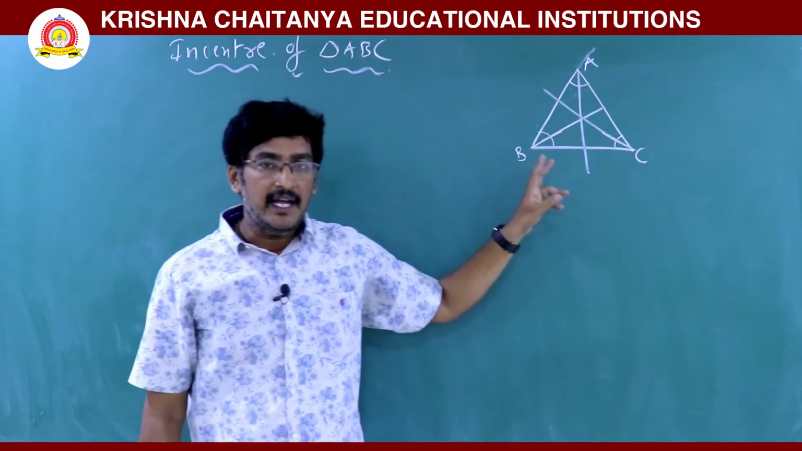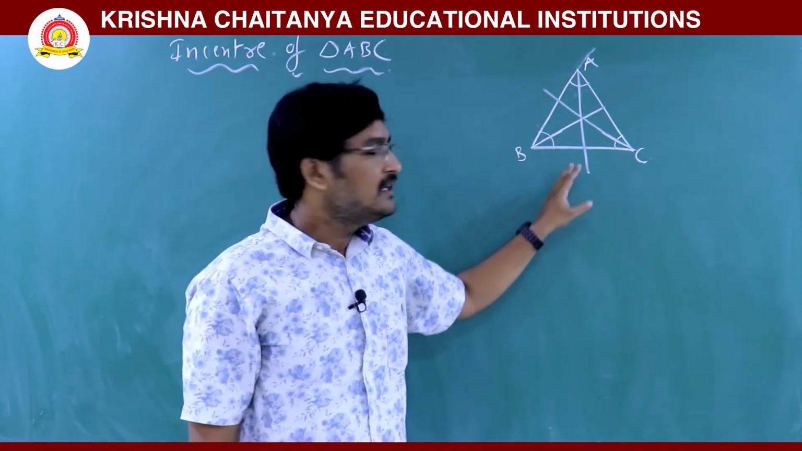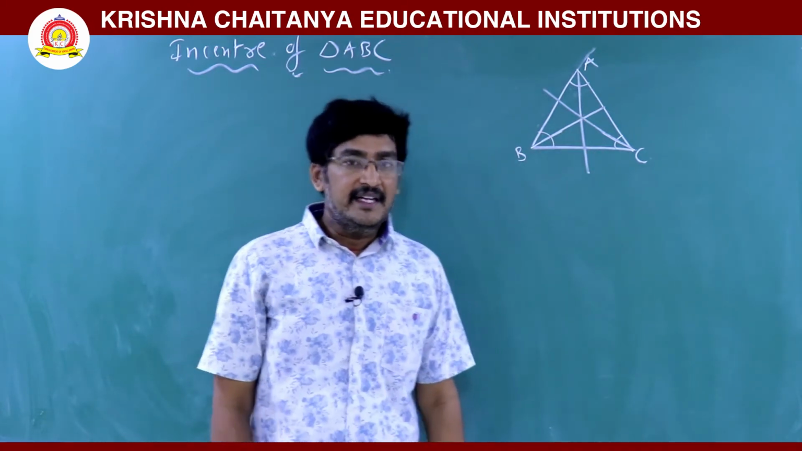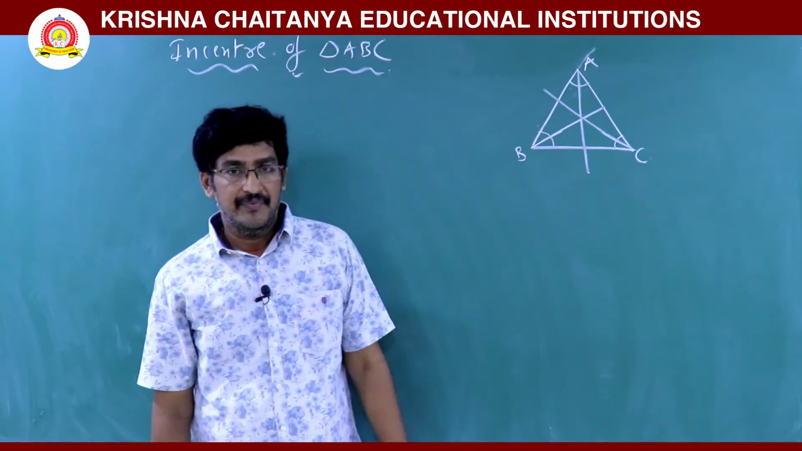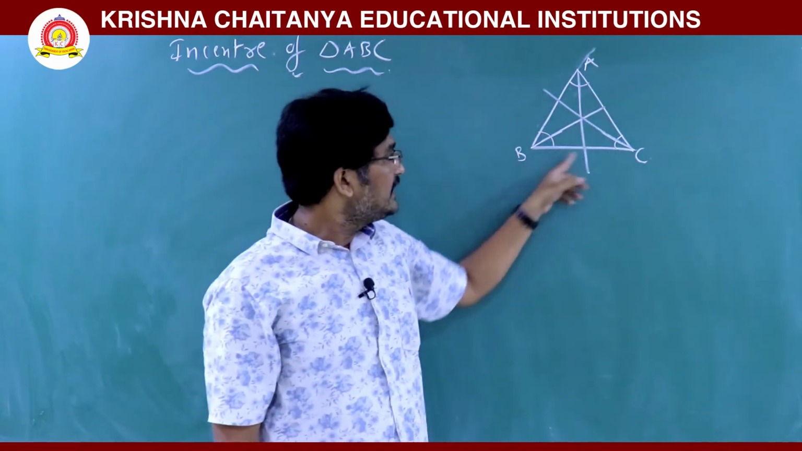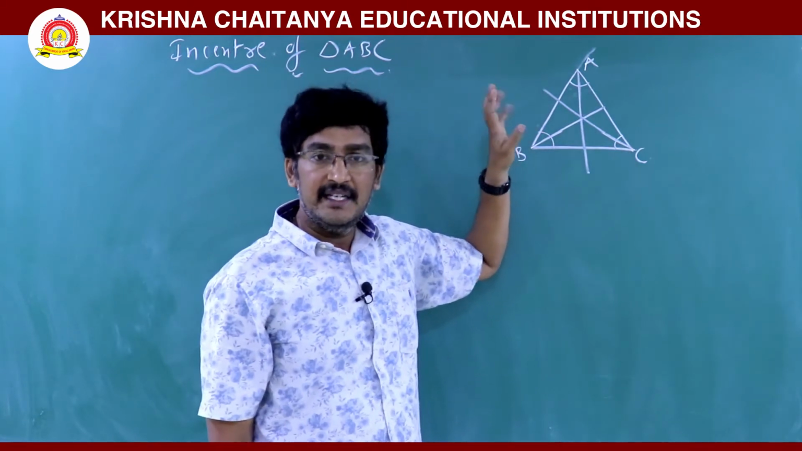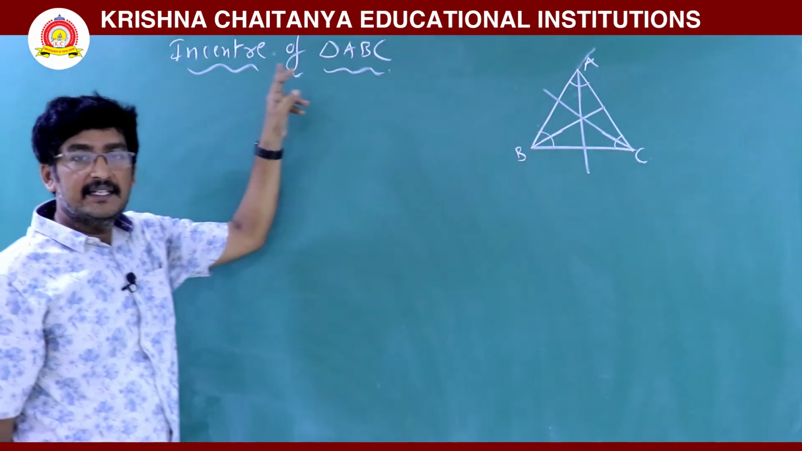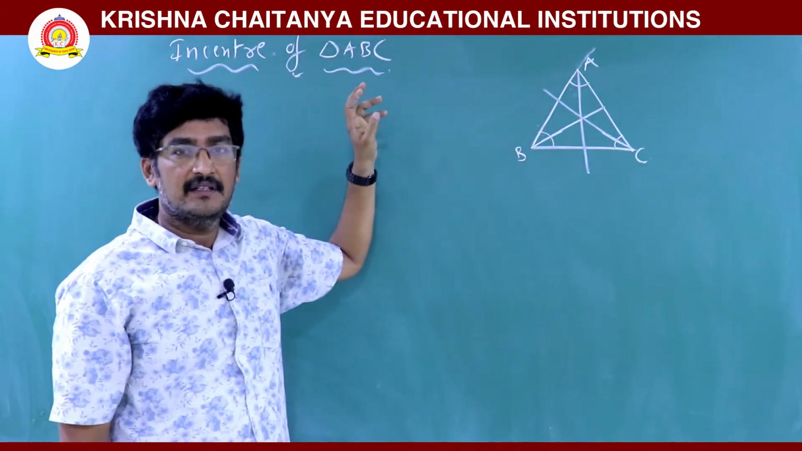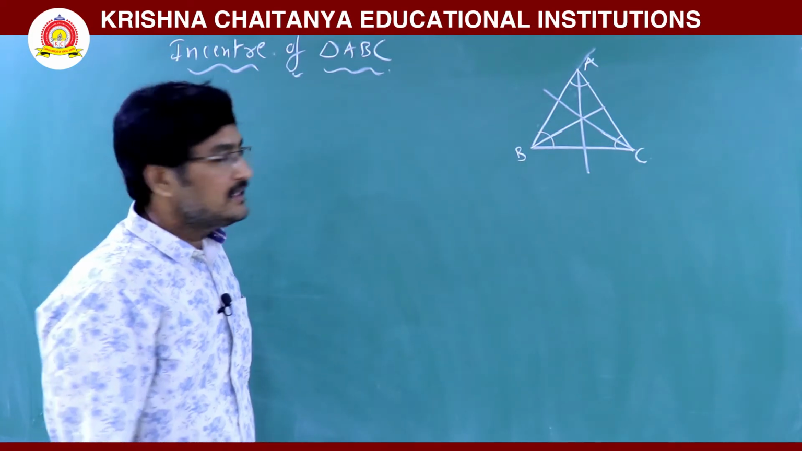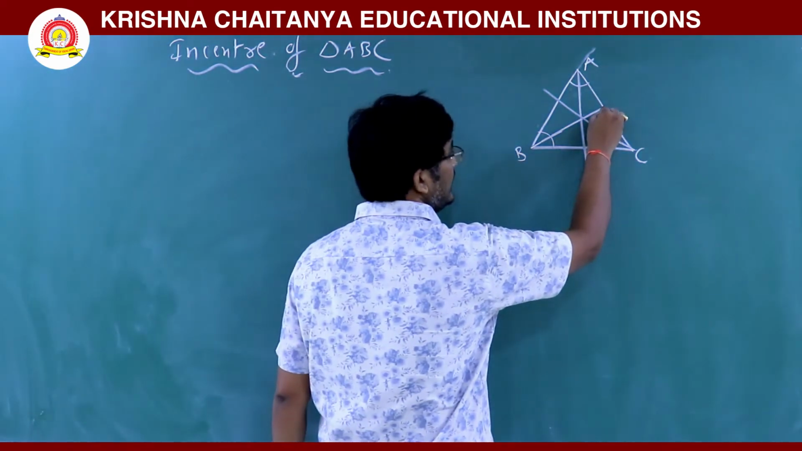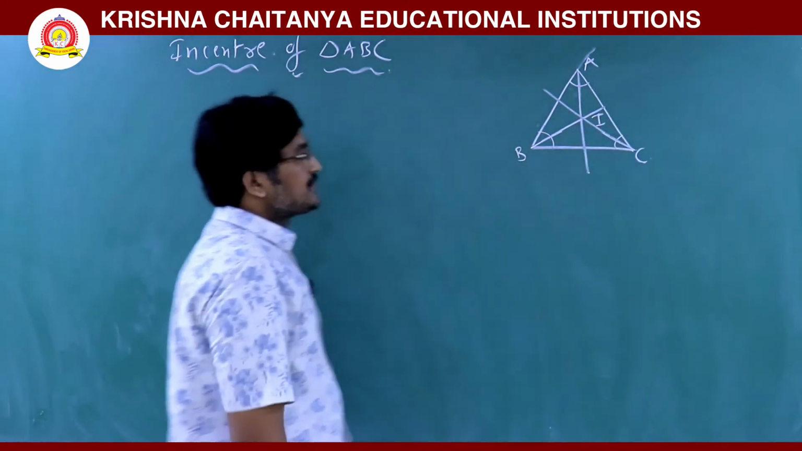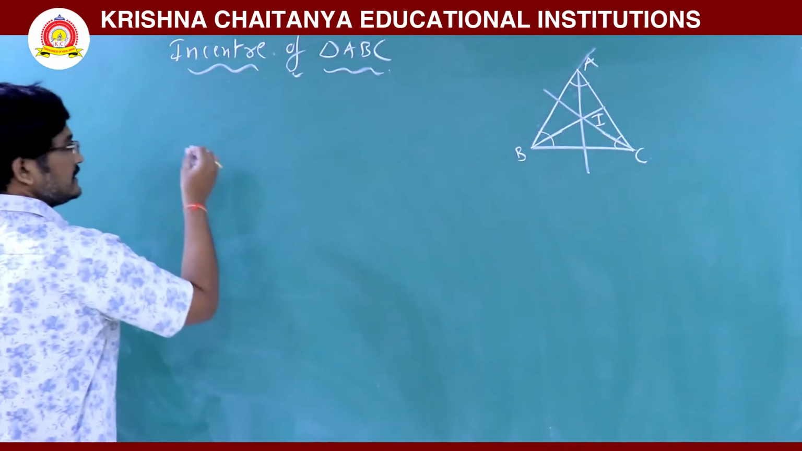Those three internal angular bisectors in the triangle meet here. That is the point of concurrency of the internal angular bisectors of triangle ABC. The point of concurrency of the internal angular bisectors of triangle ABC is defined as the incenter of triangle ABC. That is the definition of the incenter. It is denoted in general by I. So the incenter is always denoted with I. Just remember.